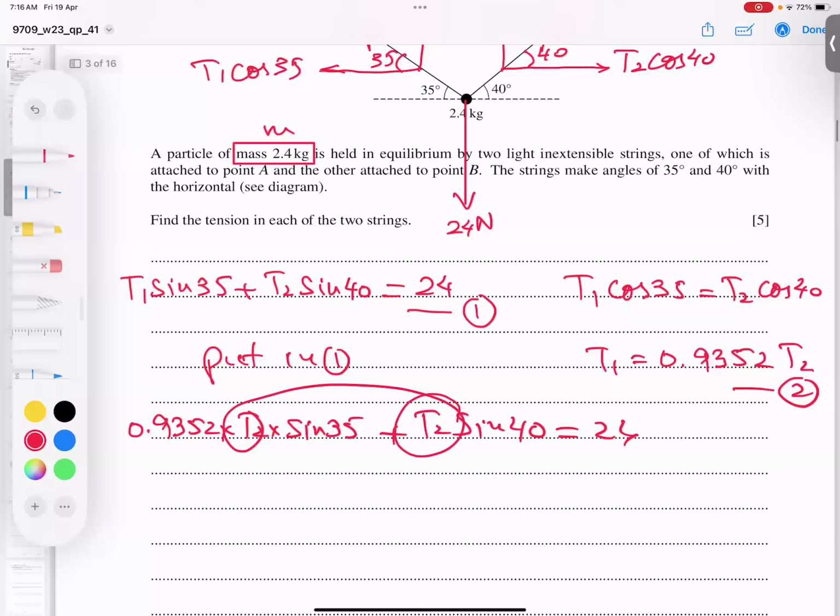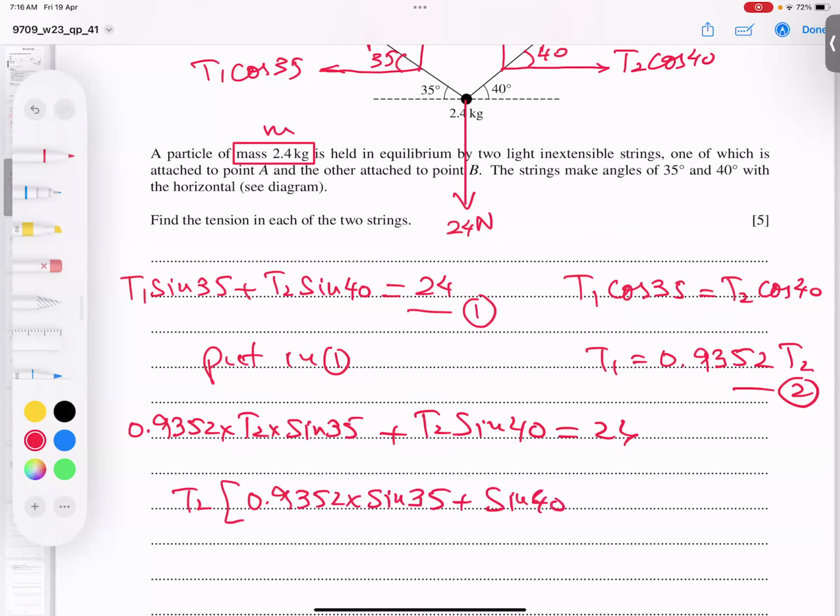So what is common from here? T2 common out. If I take T2 common out, students, what is left in the bracket? 0.9352 into sine 35 plus sine 40, equal to 24. I'm saving you time. The whole thing will divide under 24 and I get T2. Let me type it all together. T2 in fraction, 24 divided by 0.9352 into sine 35 plus sine 40. And my answer is coming 20.3528. After rounding, T2 becomes 20.4 newtons.